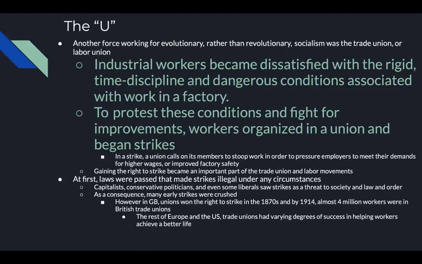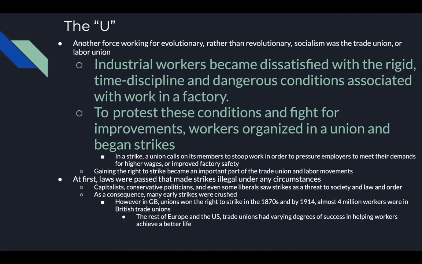All right. Another force working for evolutionary rather than revolutionary socialism was the trade union or labor unions. The union for workers. Industrial workers became dissatisfied with the rigid time discipline and dangerous conditions associated with the work of a factory. To protest these conditions and fight for improvements, workers organized in unions and began to strike. In a strike, a union calls on its members to stop work in order to pressure employers to meet their demands for higher wages or improved factory safety.